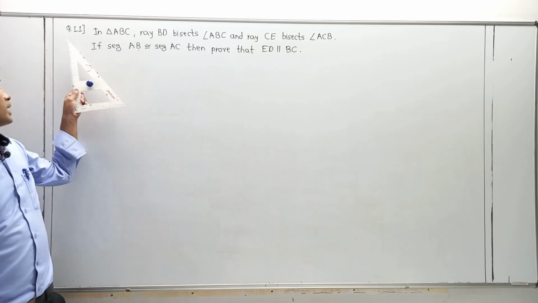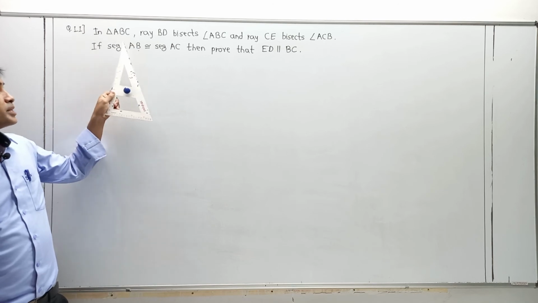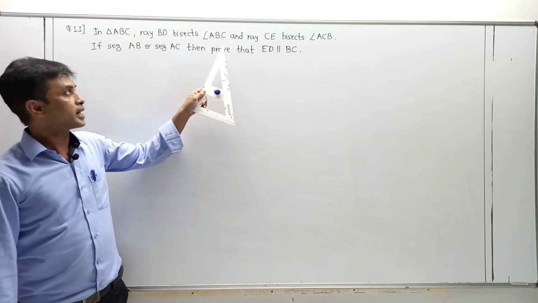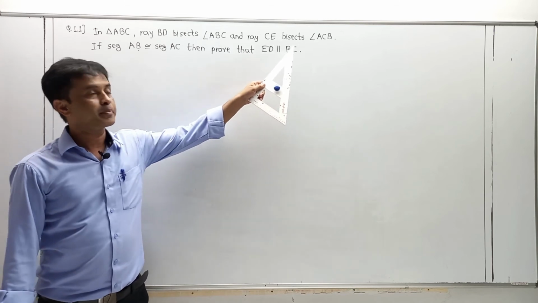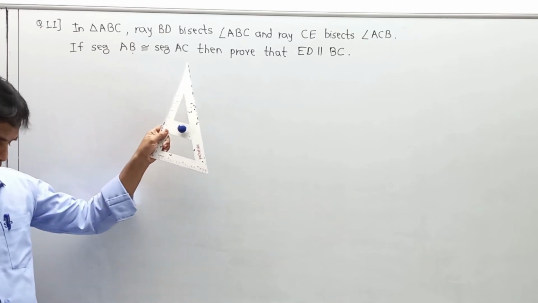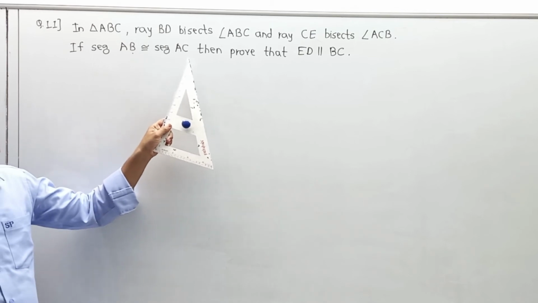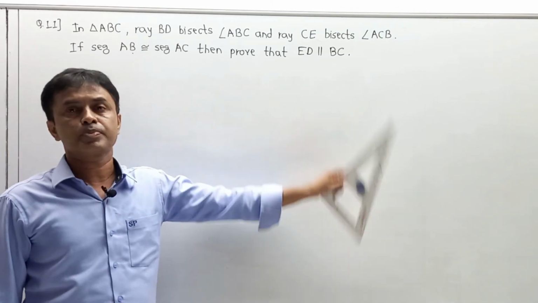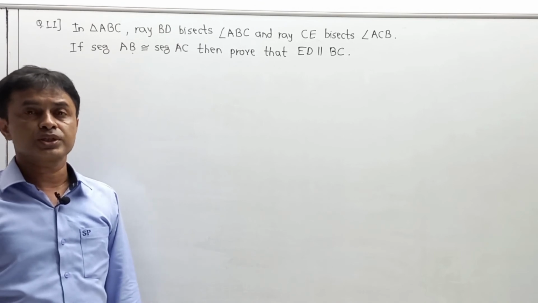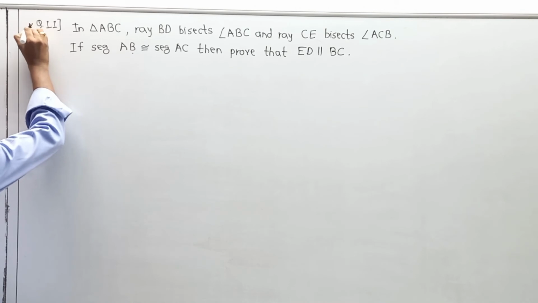Now moving to question number 11, and the question is: in triangle ABC, ray BD bisects angle ABC and ray CE bisects angle ACB. If segment AB is congruent to segment AC, then prove that ED is parallel to BC. Now student, this question has a star mark as per their condition, and definitely we can say that it is somehow tricky or important.